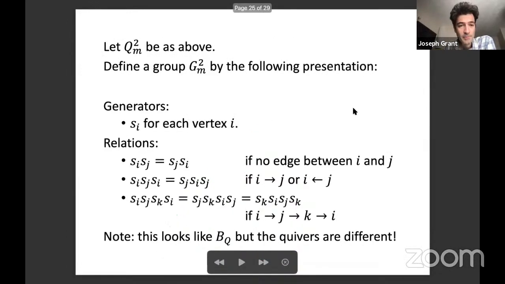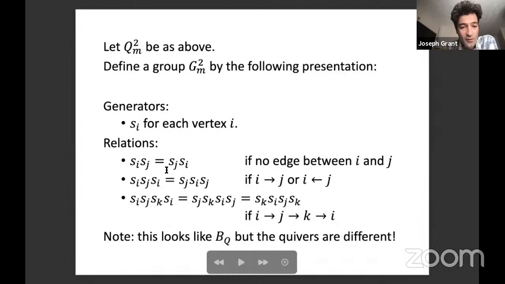So I'm going to define a group, and again, I'm going to have a generator for each vertex element, and I'm going to have three types of relations: commutativity, the braid relation, and this 3-cycle relation that I showed you before. So in fact, these are exactly the same relations that I showed you when we had these other presentations of braid groups.